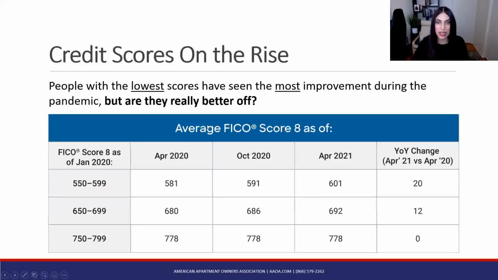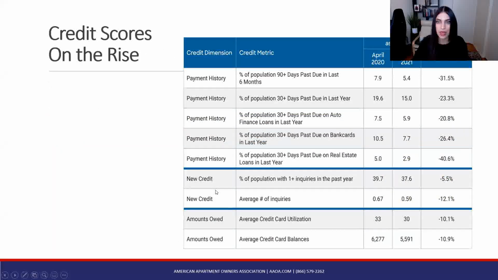And if we look at the average FICO score and how it has changed from 2020 to 2021, you'll see here that there was a 20-point change. That's the greatest change for people who had a 550 to 599 to start. And looks like the people who are already better off didn't really improve at all, but below that they did. However, as you know, people didn't really have better finances. So what happened? How did this happen? What does this mean for tenant screening?